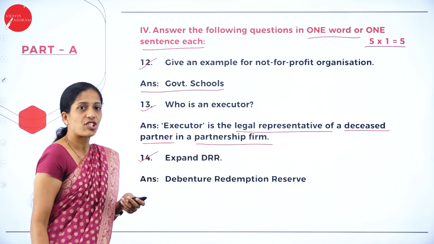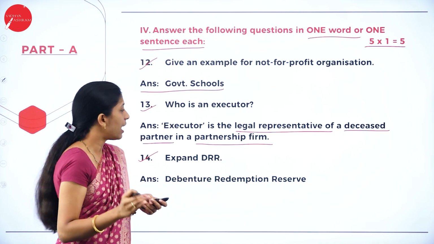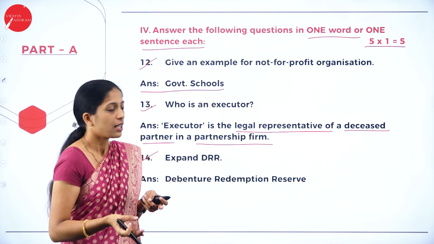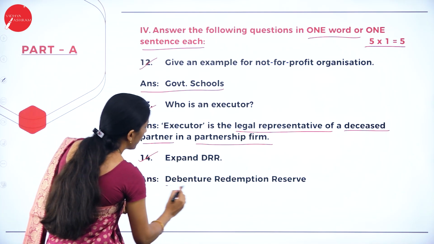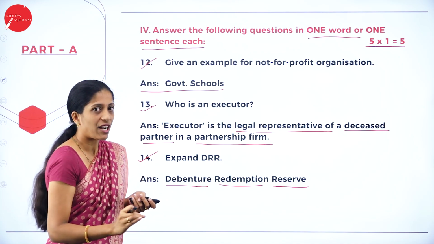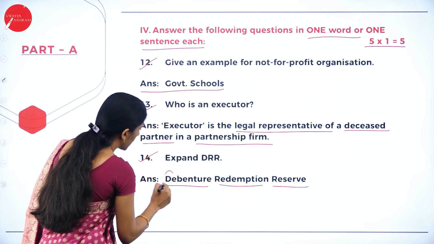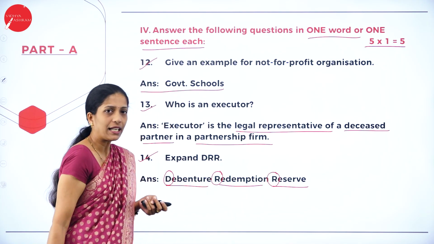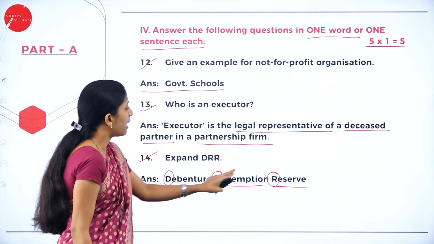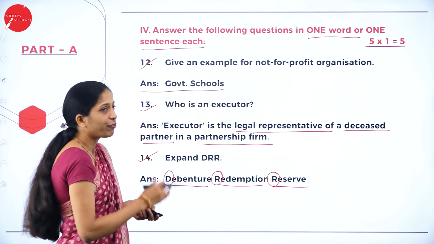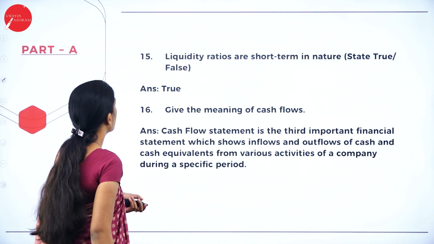Next, your 14th question, expand DRR. So where do we come across it? In the debenture chapter. Correct? So what is DRR? Debenture Redemption Reserve. Whenever you are writing an expansion, make sure that this D should be capital, R should be capital and R should be capital, which means DRR, Debenture Redemption Reserve. So these are the 4 questions. Let us see the next 2 questions there.